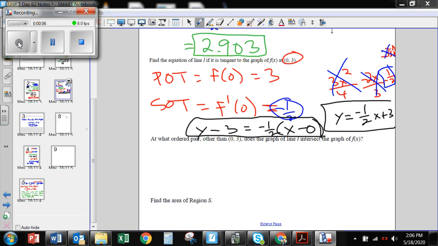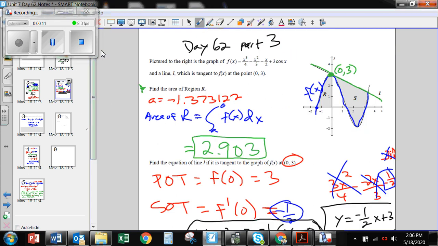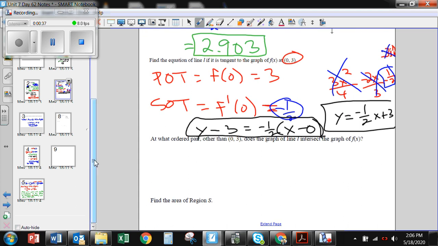Now, at what ordered pair other than (0, 3) does the graph of line L intersect with the graph of f of x? They are looking for the only other point of intersection, which is right here. This will help us because, if you look at the next question, we have to find the area of region S. So I have to find from 0 to what point. Let's call that B for right now, and go find that value.